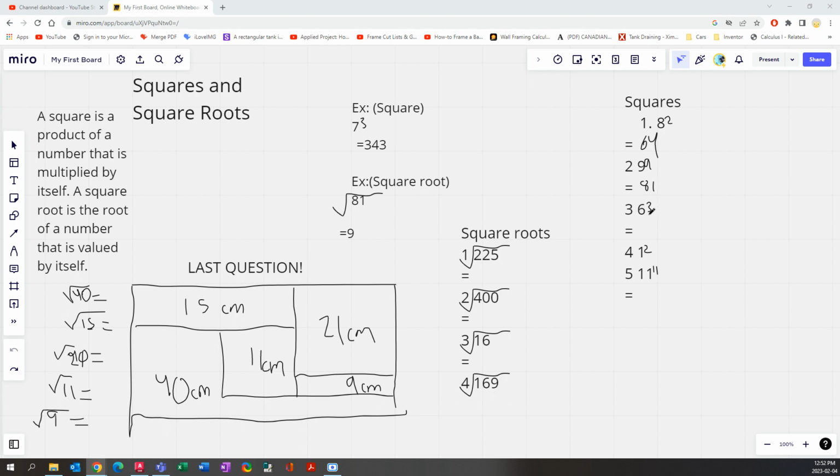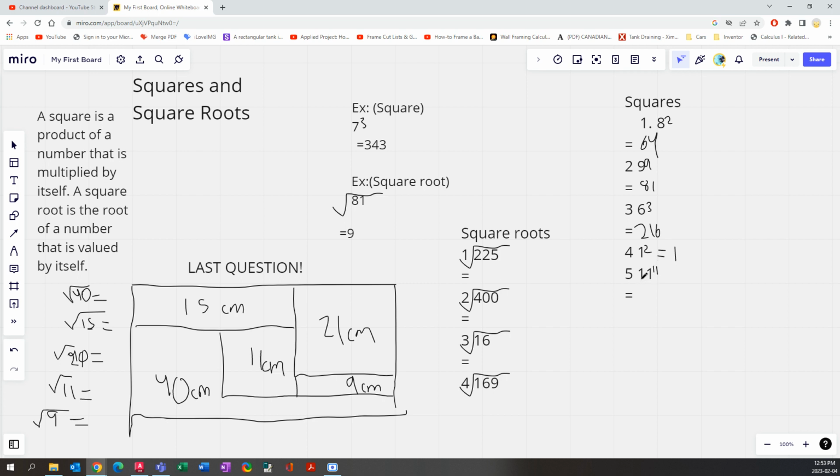Number 3, 6 to the power of 3. What do you guys think the answer is? If you guys think it's 216, that is correct. So, for number 4, 1 to the power of 2. That's pretty easy if you know that equals 1 because of 1 times 1.